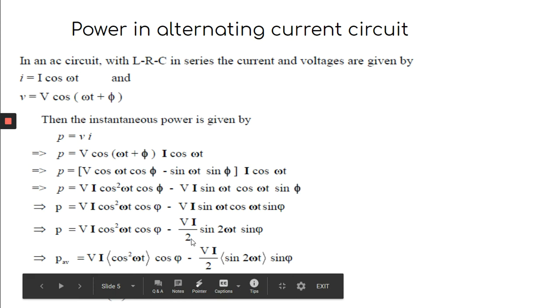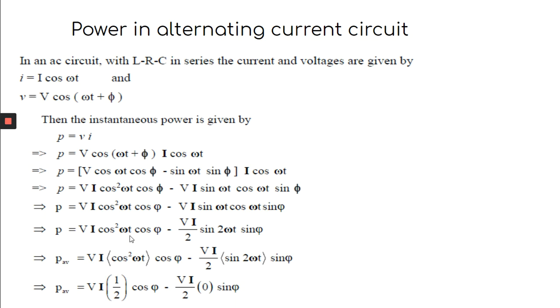So you should take the average value of what? The average value of cos square omega t. And what is the average value of cos square omega t? The minimum value is 0, the maximum value is 1, so the average is half. So the average value of cos square omega t is half. So this is Vi by 2 cos phi, minus Vi by 2 sin phi, which is constant.